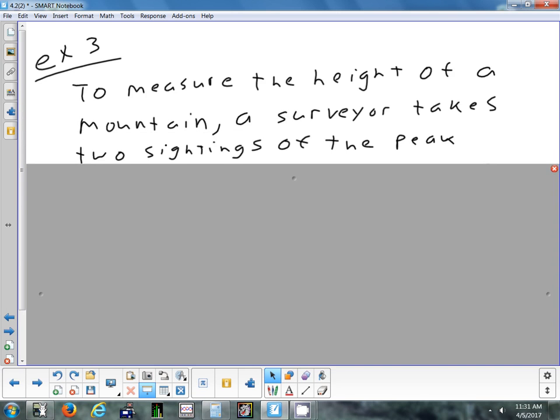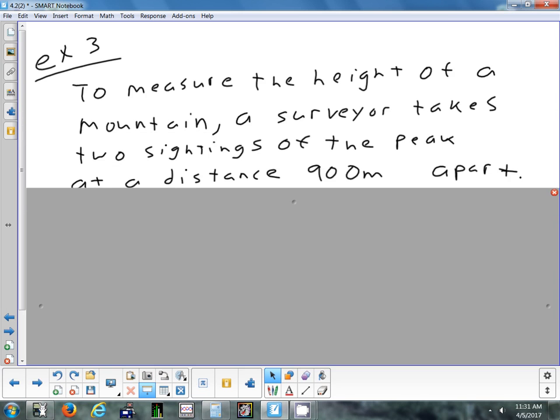Okay, so what's going to happen here is we're going to measure the height of a mountain. Now, the mountain could be anything. It could be a building, it could be any object. We're just using a mountain. So to measure the height of a mountain, a surveyor is going to take two different sightings of the peak. The surveyor is going to stand in one spot, they're going to do something, then they're going to back up 900 meters, and they're going to do the same thing again. And I'll explain what they're going to do.